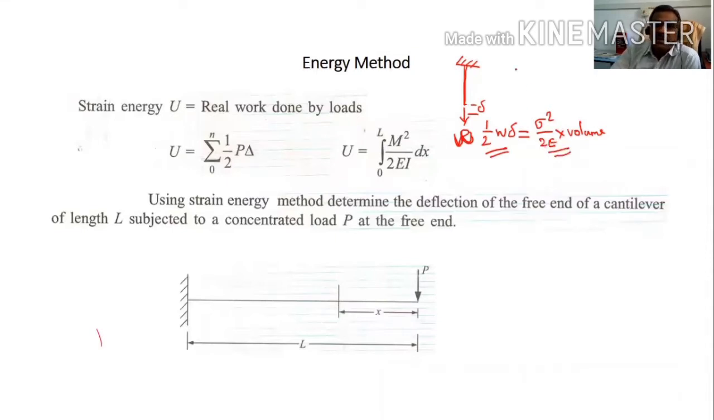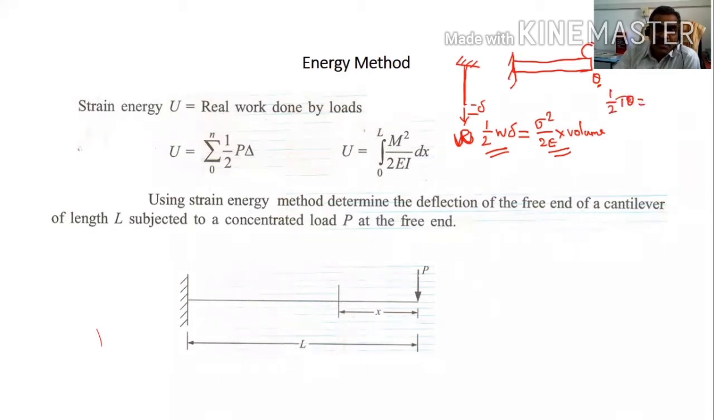Now, if it is torsion, then how to calculate the work done and strain energy? This is a shaft subjected to a torsion. Angular twist is theta. Then what is the work done? Work done is equal to half into T into theta. This is the work done.